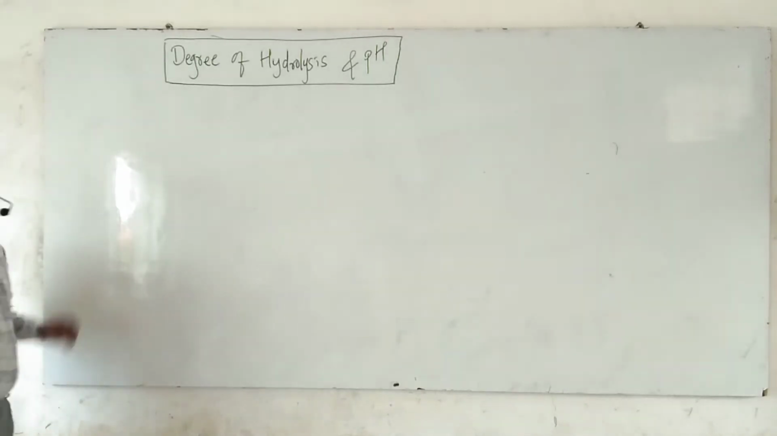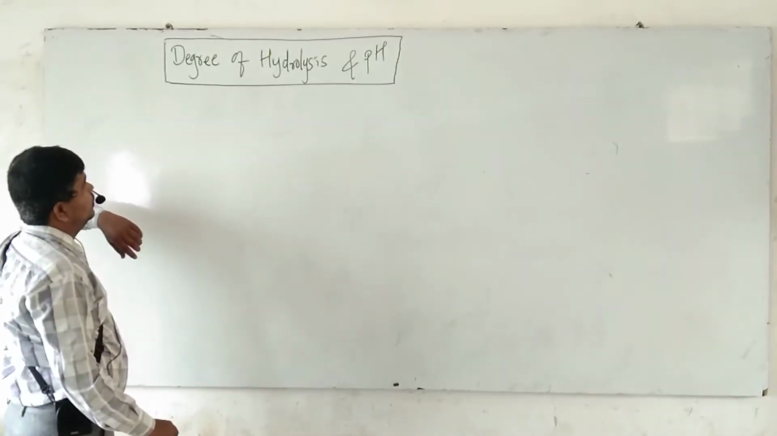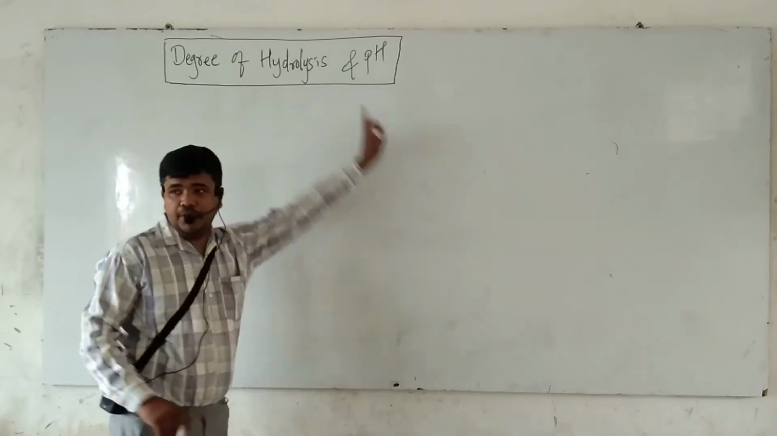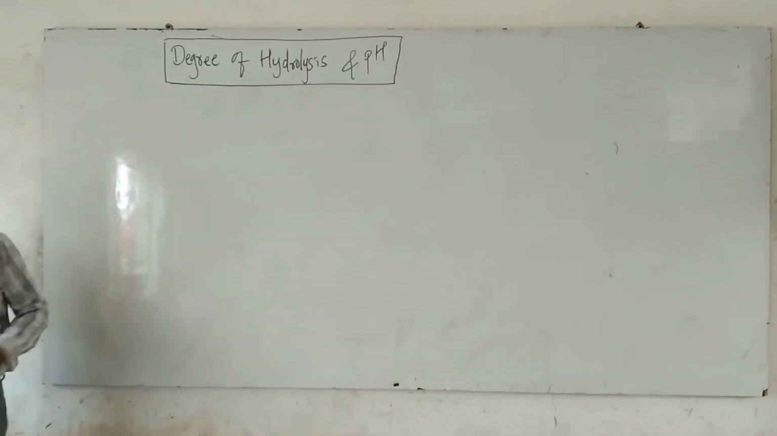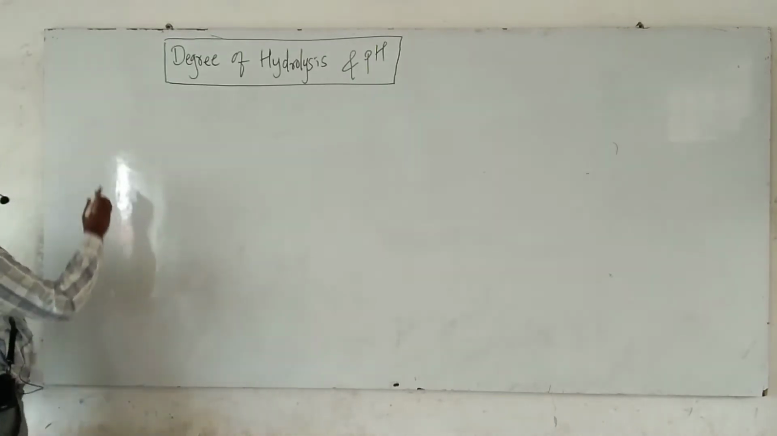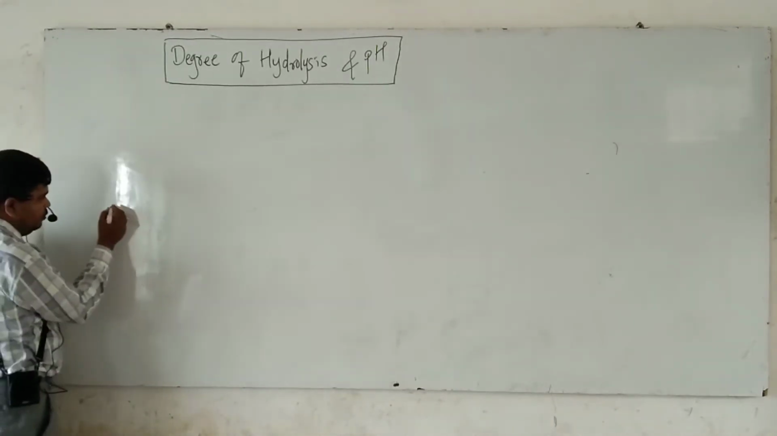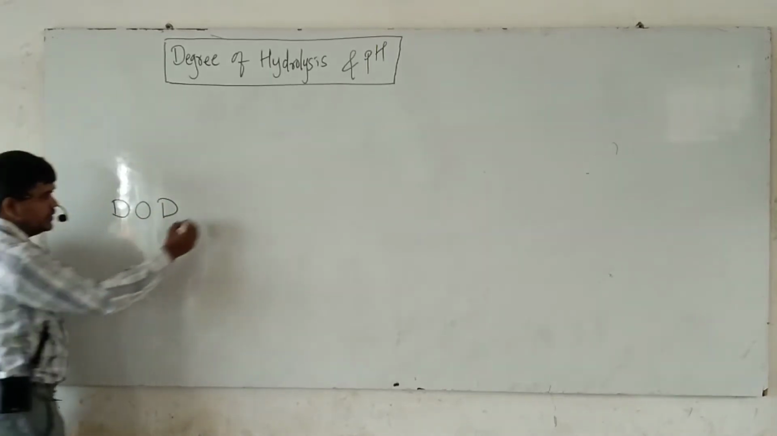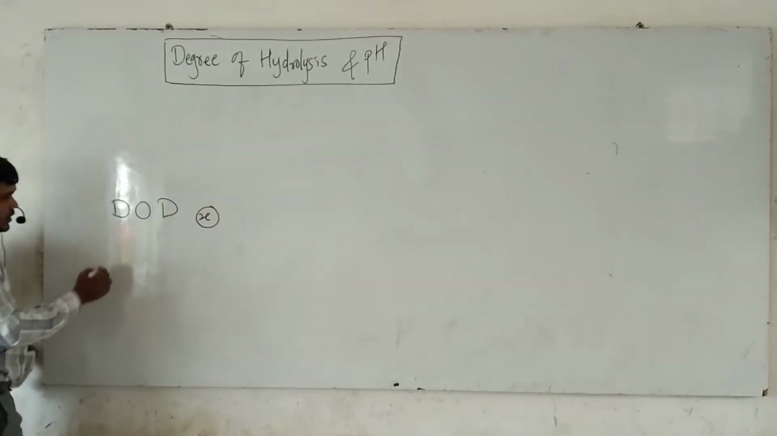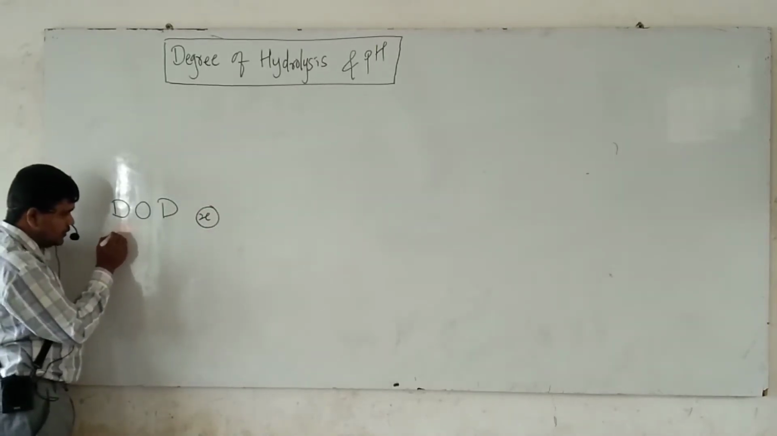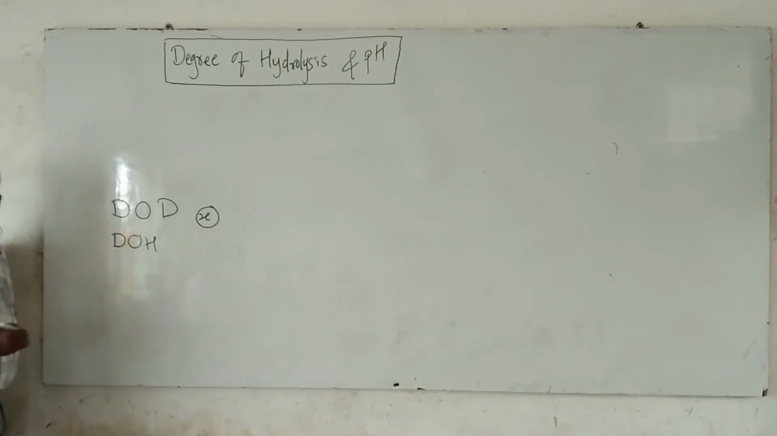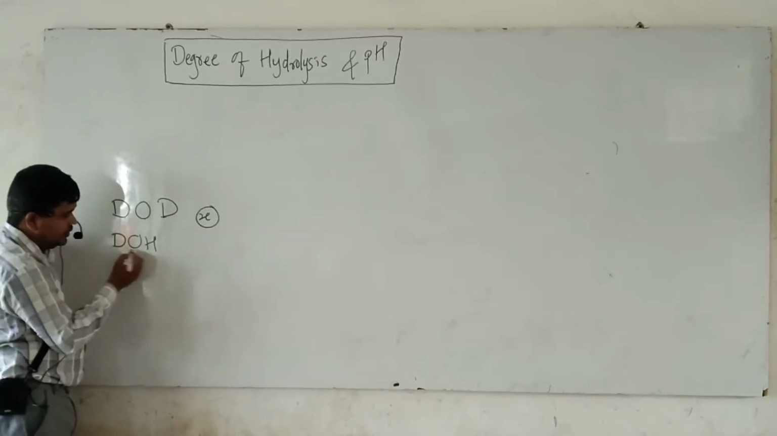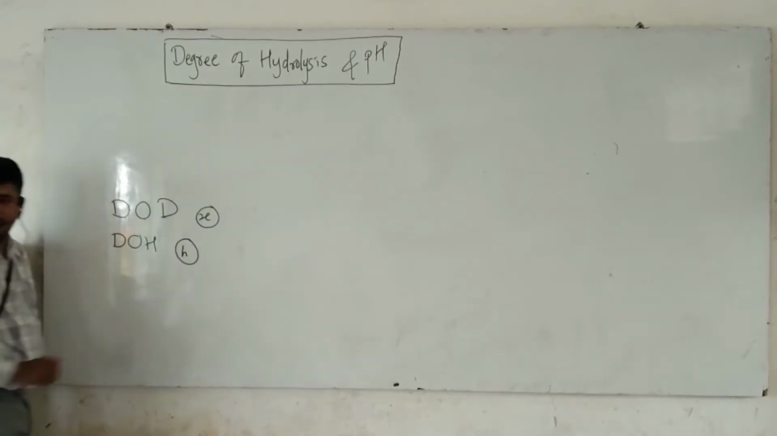Okay. In today's session, we are going to discuss the relationship between degree of hydrolysis and pH. What is the relationship between degree of hydrolysis and pH? See, in the previous session we have discussed degree of dissociation, that is X. Now in this session we are going to discuss degree of hydrolysis. If degree of dissociation is X, then the degree of hydrolysis will be H.